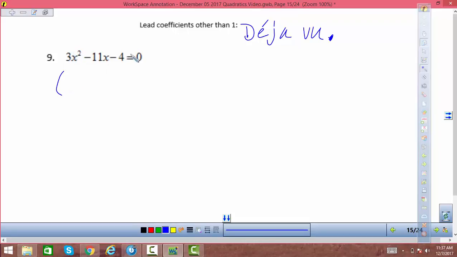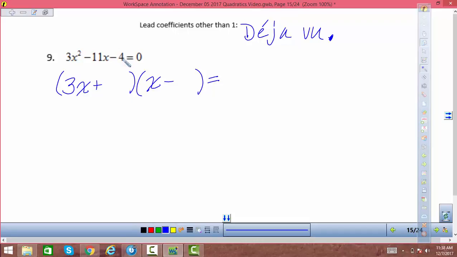Now in this quadratic, the lead coefficient is 3. 3 is a prime number, so there's only one way I can get 3x squared, and that's going to be 3x times x. Now looking at the constant, there's a negative there, so I know I have to have a plus and a minus. I'm going to guess that the plus goes here and the minus goes here.